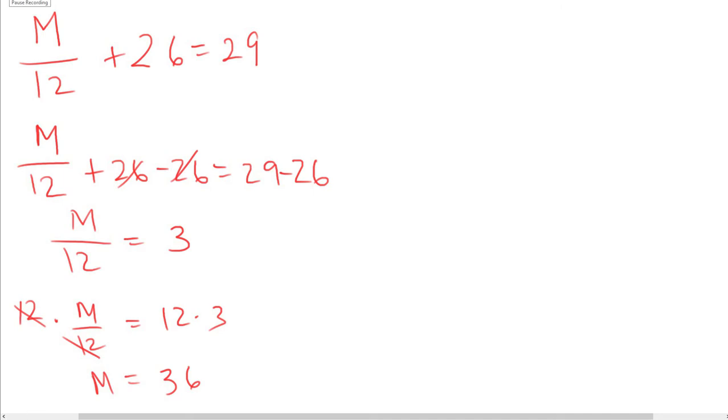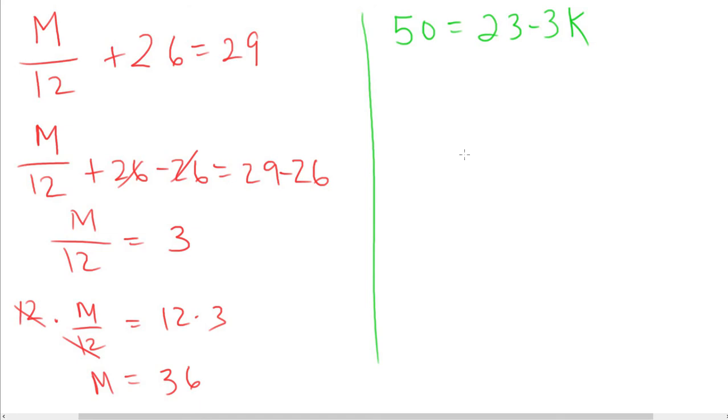And I'll leave it to you to back check that one. So feel free to pause the video and try the following example. We're going to get k by itself. We're going to subtract 23 from both sides.